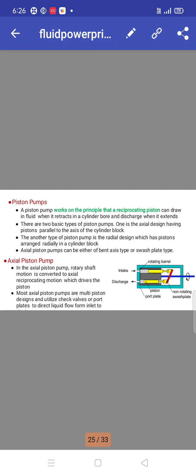There are some types of piston pumps. One is the axial design, having pistons parallel to the axis of the cylinder block. The other type of piston pump is the radial design, which has pistons arranged radially in a cylinder block. Axial piston pumps can be either bent axis or swash plate. Next we see the types of axial piston pump. In an axial piston pump, rotary shaft motion is converted to axial reciprocating motion, which drives the piston. Most axial piston pumps are multi-piston designs and utilize check valves or port plates to direct liquid flow from inlet to outlet.